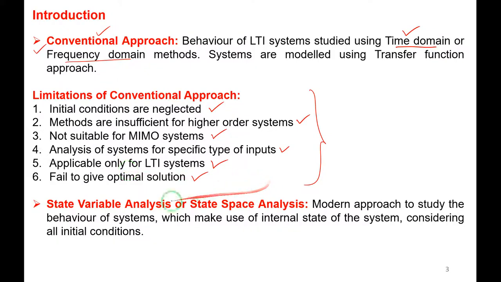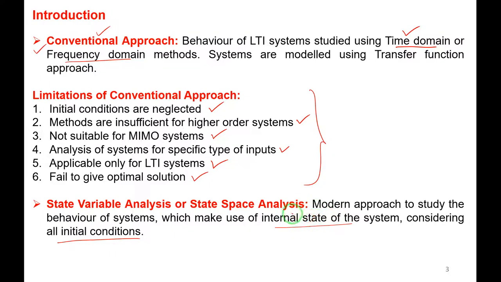Then we'll think of the other method, that is the modern approach. What is that modern approach? It is the state variable analysis, also called state space analysis. This is the modern approach to study the behavior of systems. This technique makes use of the internal state of the system, considering all the initial conditions. The initial conditions are considered, and also all the internal states of the system are considered. This we'll see one by one.